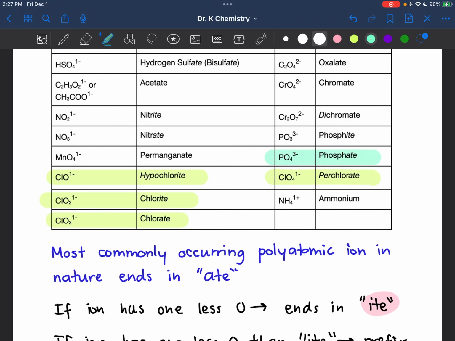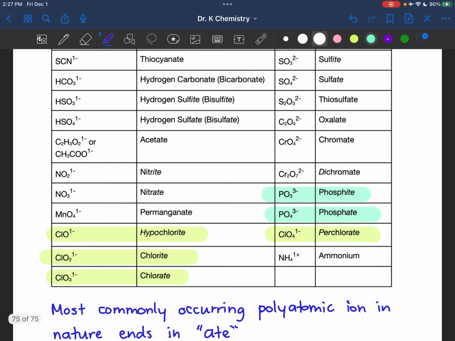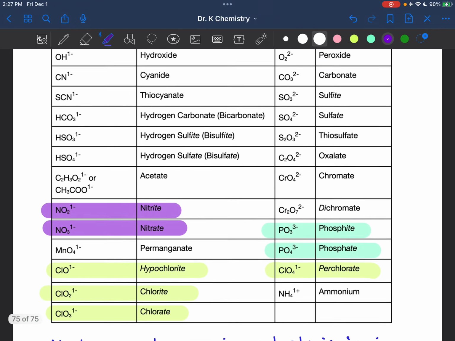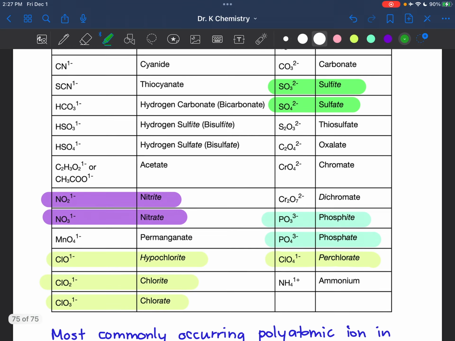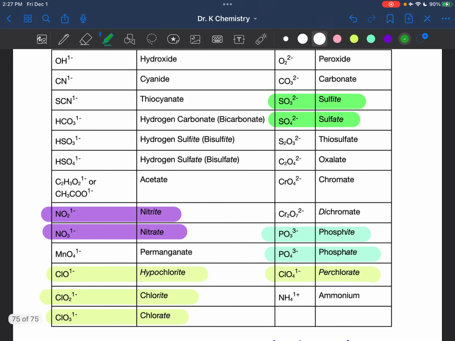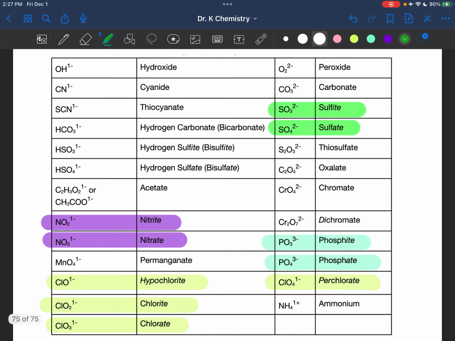You can memorize phosphate, and based off of these rules, you can figure out phosphite. You can memorize nitrate, and based off of that rule, you can figure out nitrite. You can memorize sulfate, and based off of the rules, you can figure out sulfite. So that really cuts down on about half of the list. If you know the rules, you can figure out a lot of these. The rest you basically just have to know, unfortunately. So here, making flashcards would be really helpful.